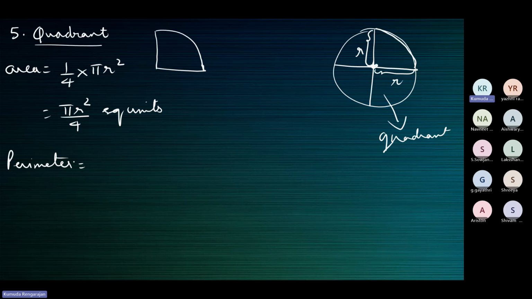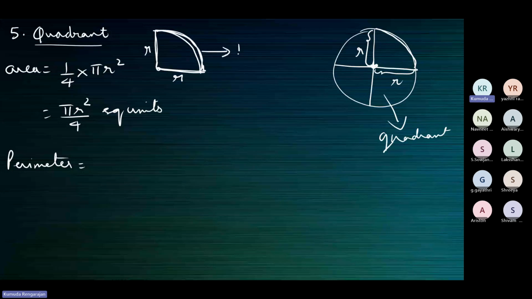So what do you see in the boundary? You see this line segment which represents the radius. You see this line segment which also represents radius. And you see an arc here. You need to find the length of this arc. And we know that the length of this arc is equal to 1/4 into 2 pi r.